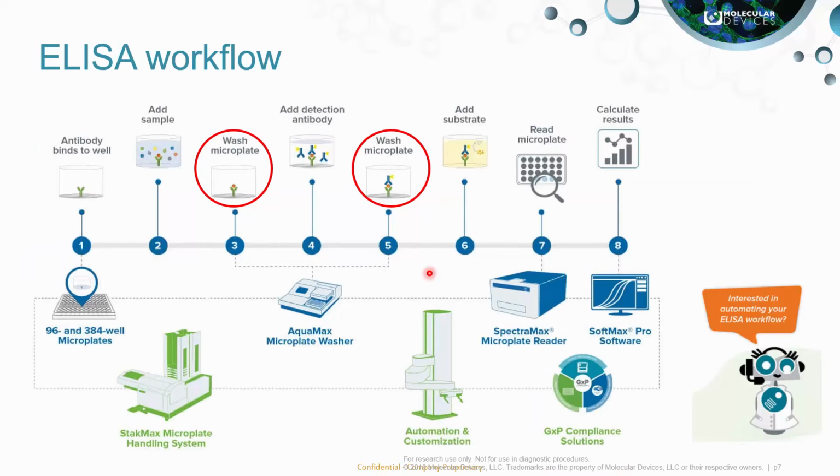The illustration above shows a workflow for a typical sandwich ELISA. You can see here that there are 8 steps.